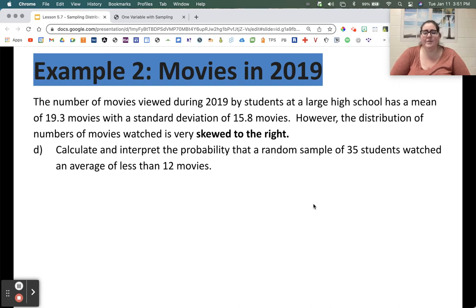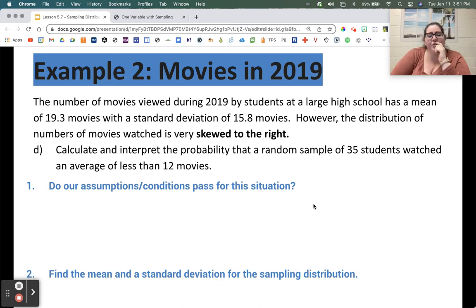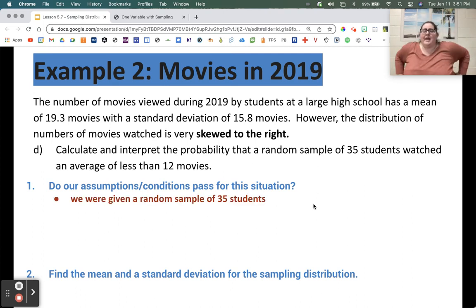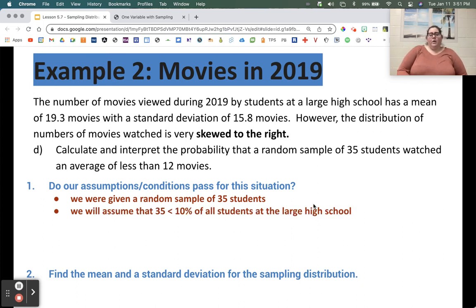So going through our steps, the first step would be to check our assumptions and conditions to make sure that it is okay for us to use a normal model and to calculate this probability accurately. So we were given a random sample of 35 students. They told us that the sample was random. We can probably assume that 35 students is less than 10% of all students at the high school. That would mean there needs to be at least 350 students at the large high school, which is very reasonable.